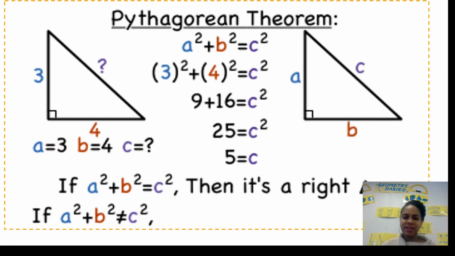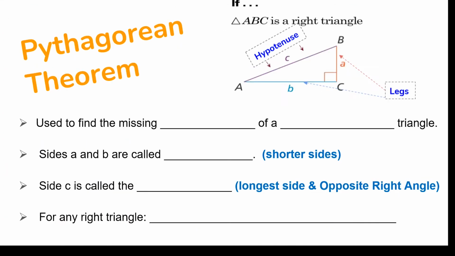Okay, let's take a look at the Pythagorean theorem. All right, so the Pythagorean theorem is used to find the missing side of a right triangle.